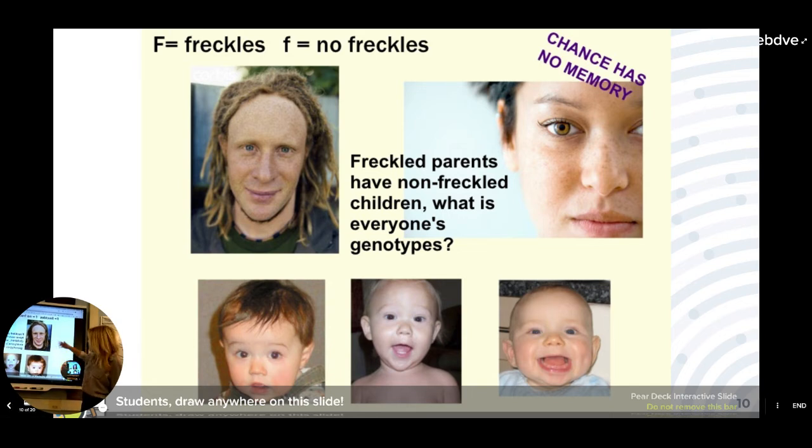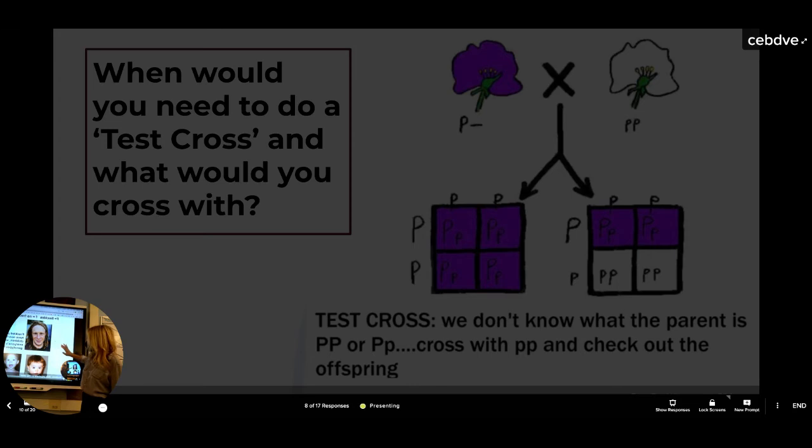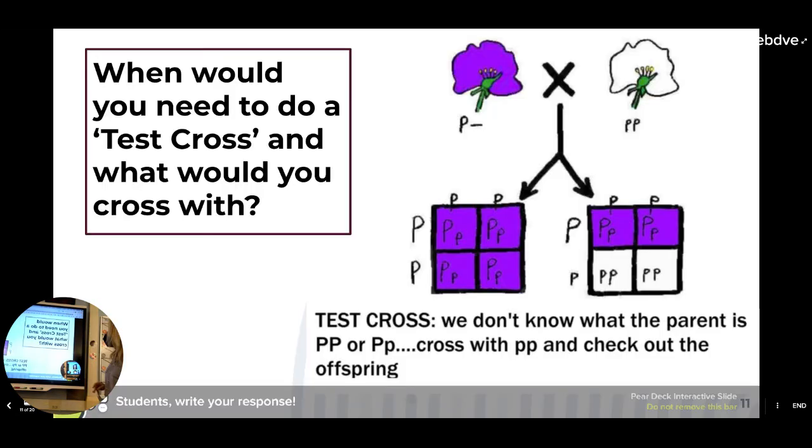Okay, and next. When would you need to do a test cross? Do you remember? Right. So you're expressing the dominant phenotype, and you could be hiding a recessive allele. That's when you don't know the genotype. Exactly. If you had brown eyes, you could be big B big B brown, or you could be what? Big B, little b brown.